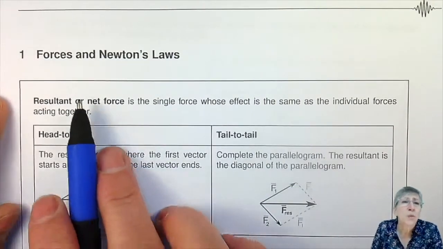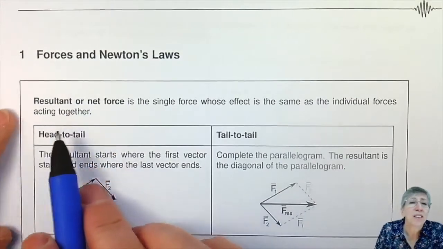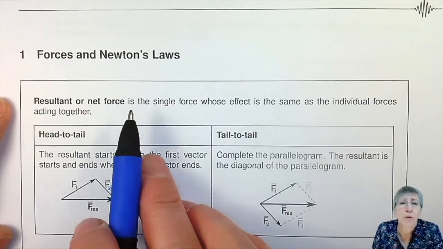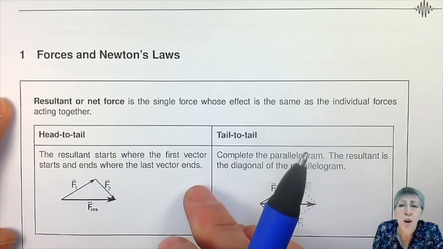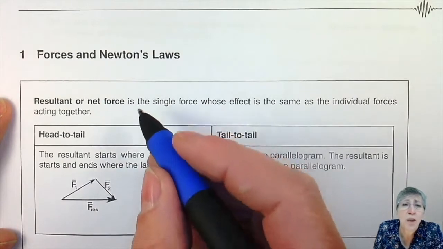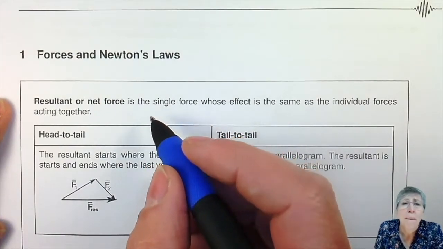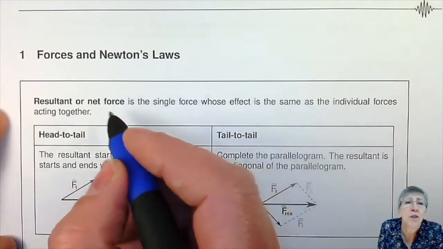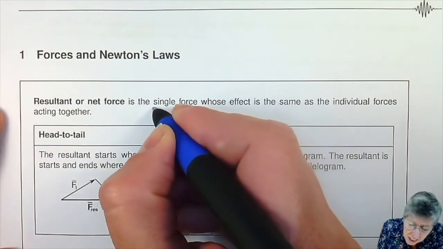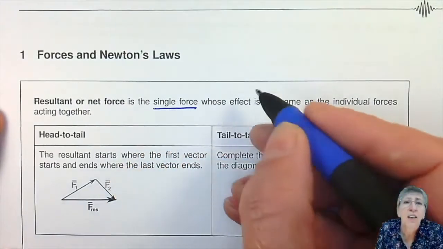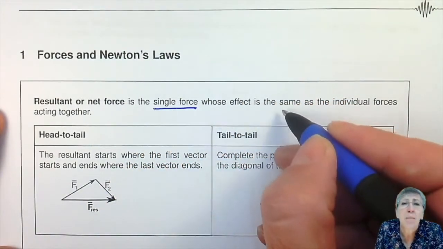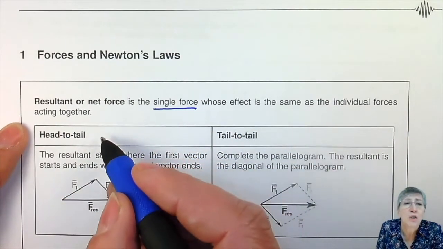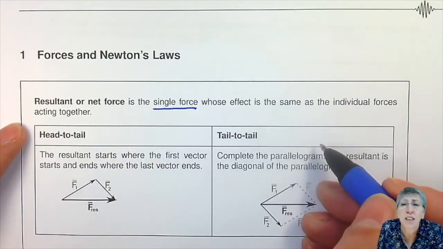Right. Now, when you're working with forces, there's two very important things. And the first thing is to be able to get the resultant of a number of forces. If you've got a number of forces working on an object and you want to know where that object is going to move and how it's going to move, then it's very difficult to work with a lot of different ones. So what we're going to do is we're going to get the resultant. That is the single force whose effect is exactly the same as all those individual forces acting together. And to do that, we are going to use either the head-to-tail or the tail-to-tail method, right?